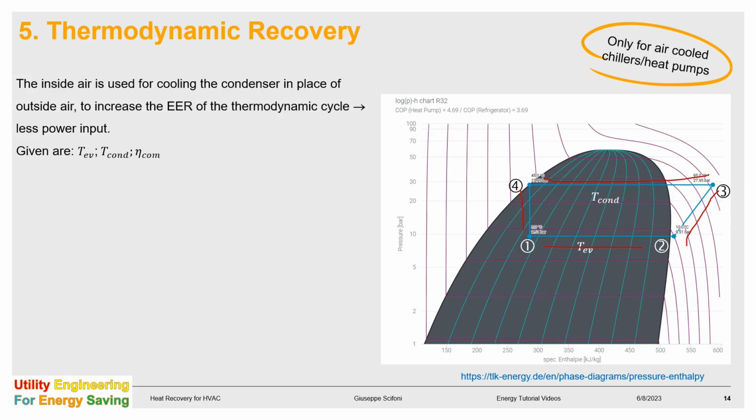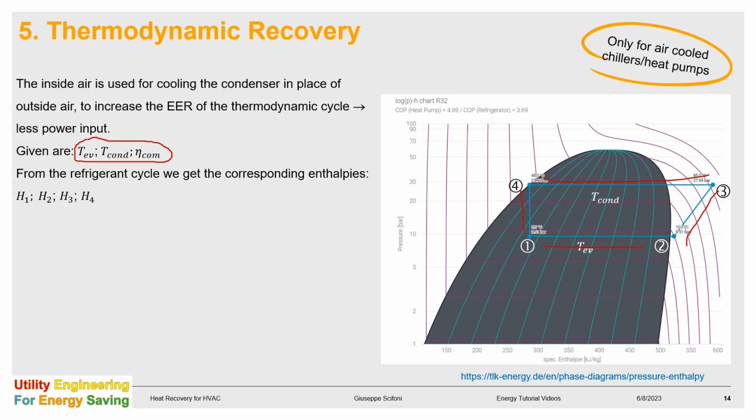Given are the evaporation and condensing temperature and the efficiency of the compressor. From the diagram, it is possible to find the corresponding enthalpy values: capital H1, H2, H3, and H4. Let's consider the case of a chiller.